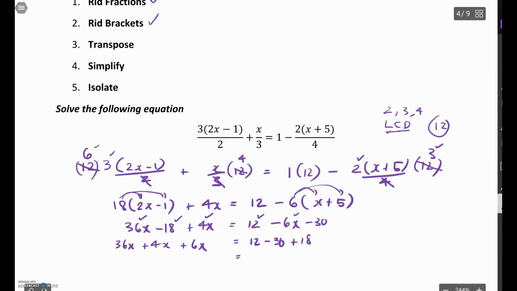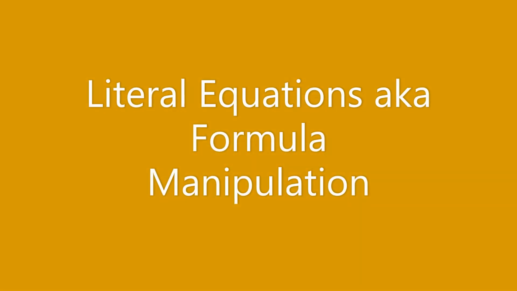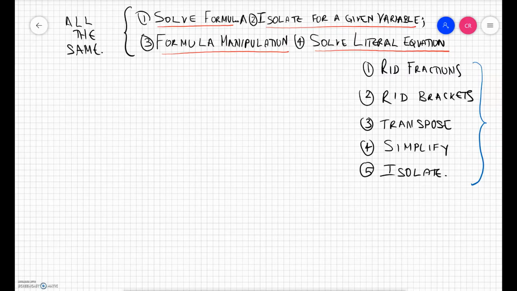Simplifying both sides, we get 46x, and if you add these together, you get 0. Then our last step is to divide by 46. So that goes, and you're left with now x is equal to 0. And that's our solution.